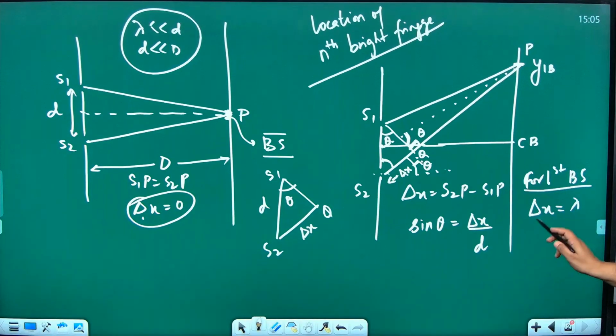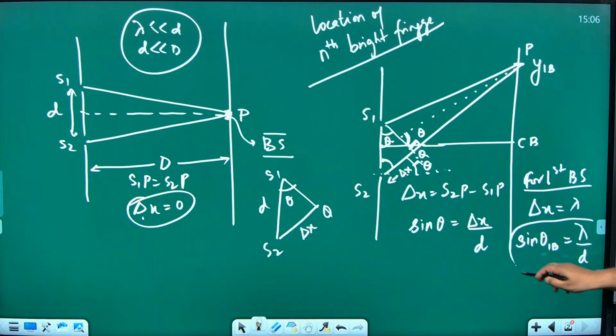So can I write from this sin theta for the first bright, whatever I am talking is for first bright only, don't forget that, first bright should become equal to lambda by small d. Do you agree with me? Understand the logic. Logic is much important here. Mugging up anybody can do, but until the logic is clear, you will make mistakes in numericals. Sin theta 1, that is first bright, will be lambda by d. Do you agree?